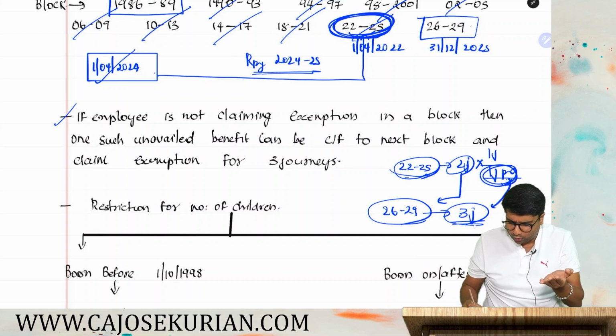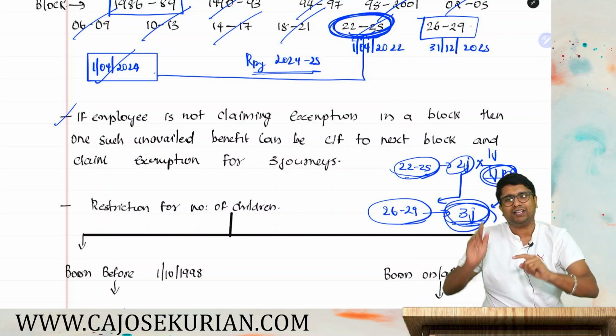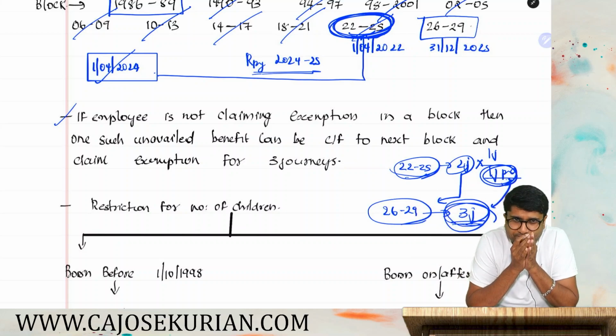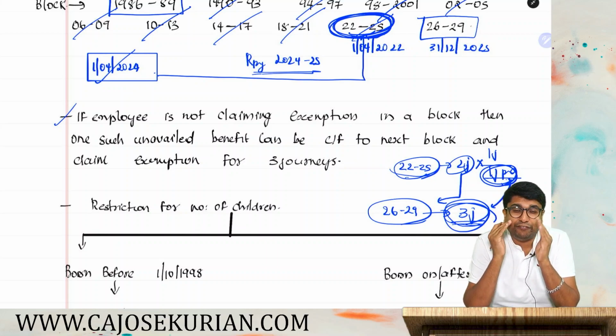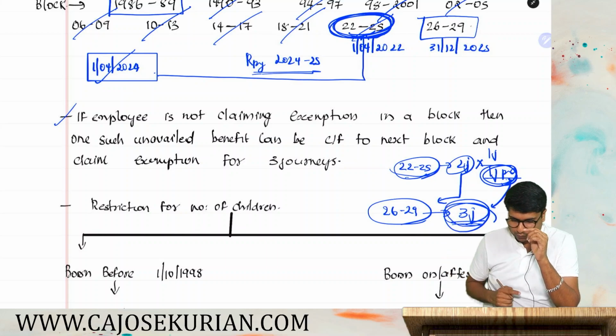In the next block also, 3 journeys are there. If I haven't performed any, then out of those 3, only 1 again can be carried forward to the upcoming block period. So that's what the department said. So in a block period, if I haven't performed any, then out of those unperformed 2, I can carry forward 1 to the next block. That's what the department says.